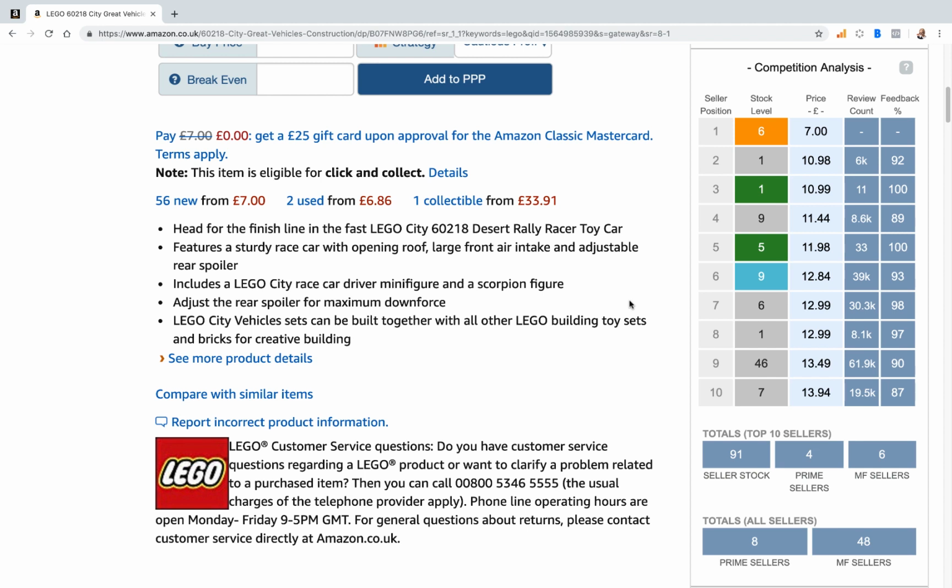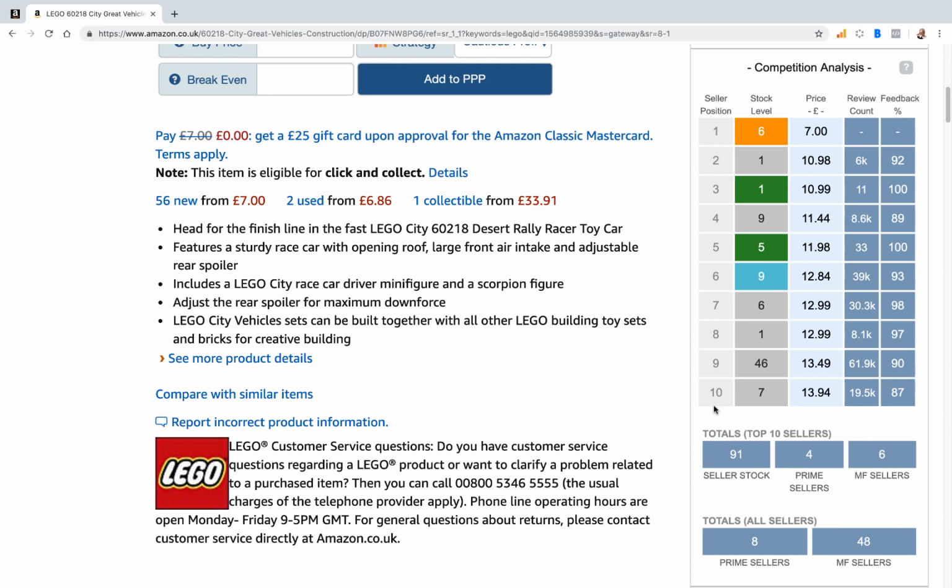So I want to talk to you about the competition analysis, and it will load in BuyBotPro when you analyse a deal. I've made this a little bit bigger so it's easier to see on my screen. If you hover over this grey question mark, you will get a tooltip that tells you about the competition analysis. And here is the information that it shows.